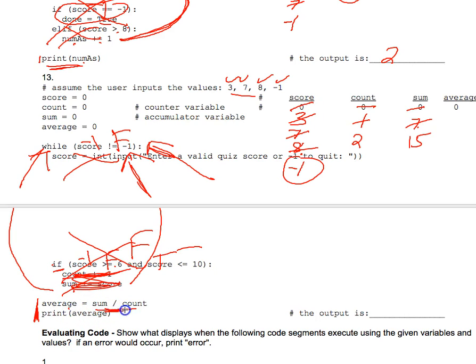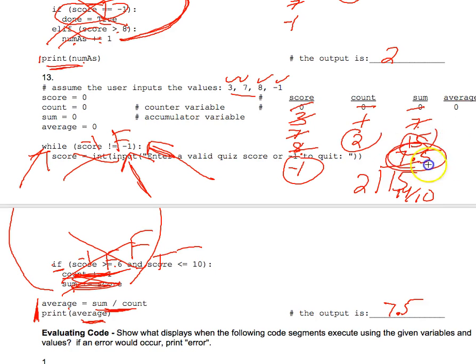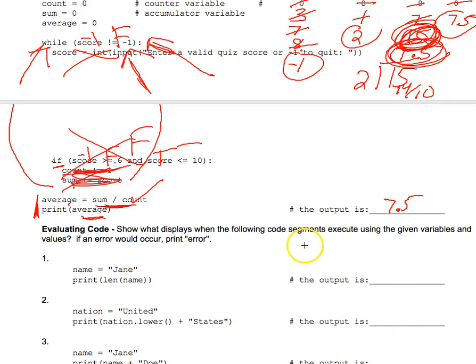Average is equal to whatever sum divided by count is. You can't use a calculator on this test, but you should be able to take 15 divided by 2 with long division. That works out to be 7.5. So the answer is print average 7.5. I'm going to circle the 15 there. That was a 15, and the average became a 7.5 at the end of this exercise.